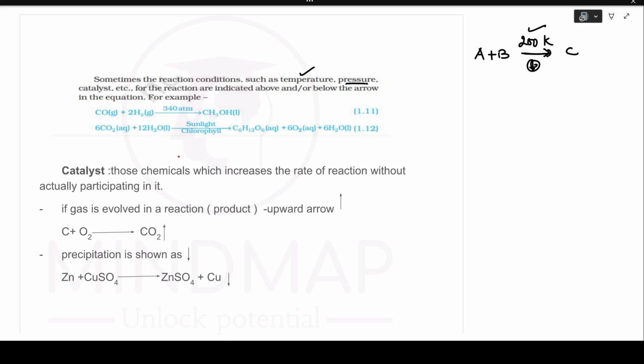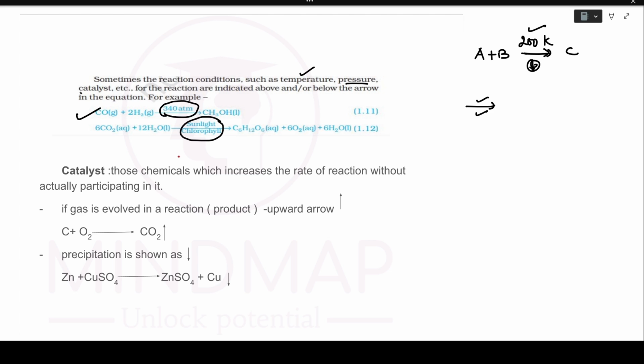Now for example, pressure. See in this example, CO plus H2 gives CH3OH. Now this is 340 atm. What does that mean? It is atmospheric pressure, written like this. Right? Next, like here, sunlight and chlorophyll. By looking at the equation, you can say which equation this is. This is the photosynthesis equation. And the condition is that for photosynthesis, sunlight should be there. Chlorophyll is also a condition. So the conditions can be written either on top of the arrow or below the arrow.